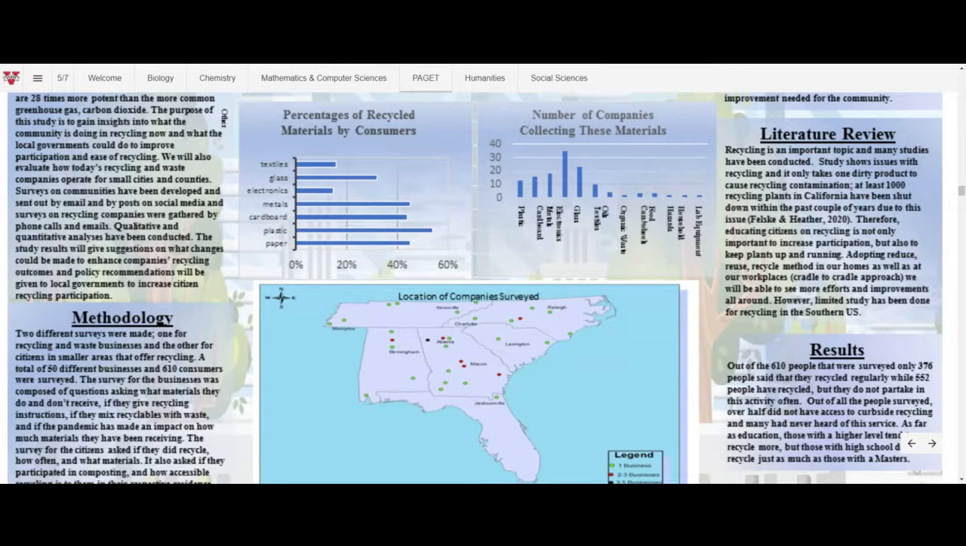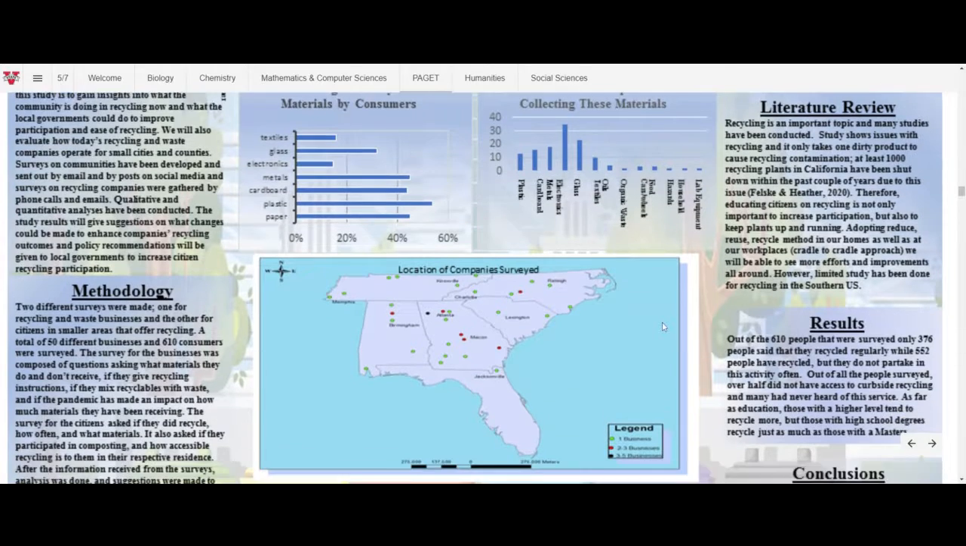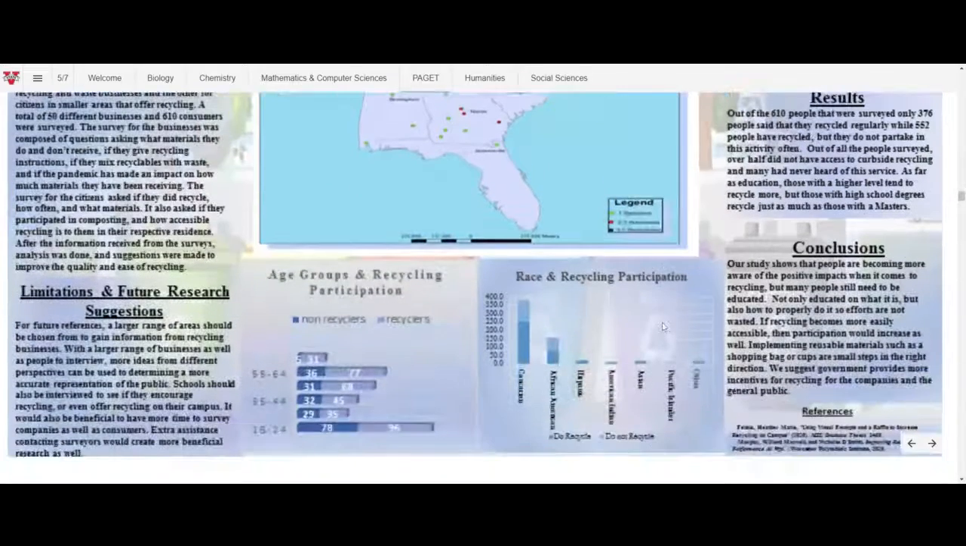I do have four graphs on the poster that talk about the percentages of materials that are recycled by consumers, the age group compared to participation, the race compared to participation, and the amount of what materials the drop-off sites took as well.